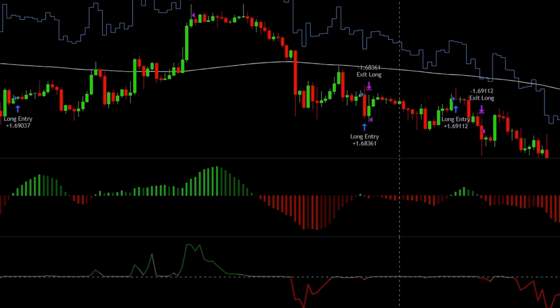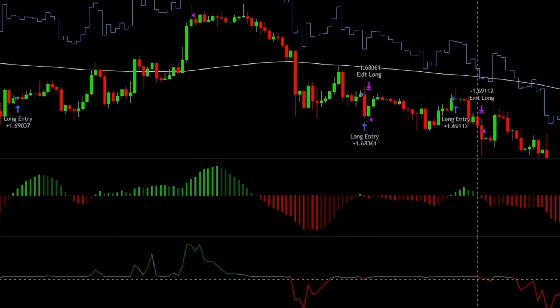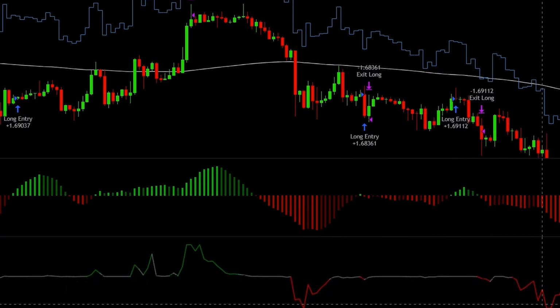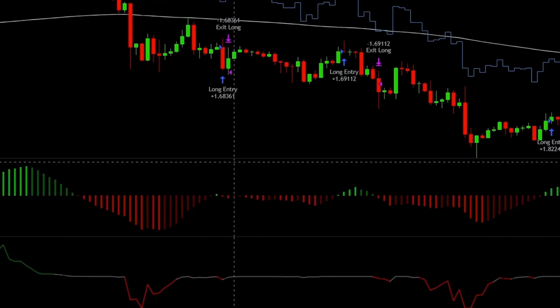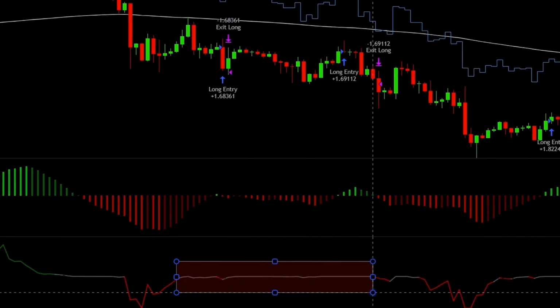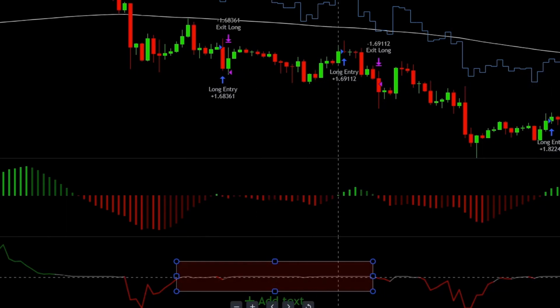When the line is gray, then no entries are allowed. When it's red, then only short entries are allowed. And when it's green, only long entries are allowed. Taking a look at this section, it was gray almost throughout the whole period.